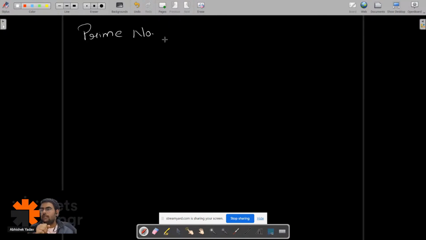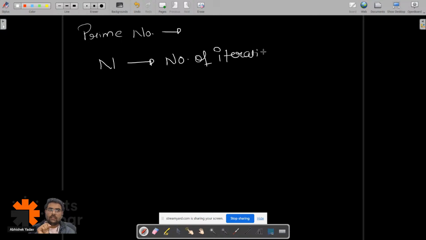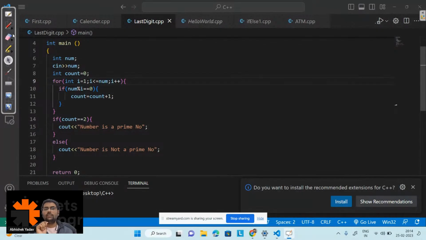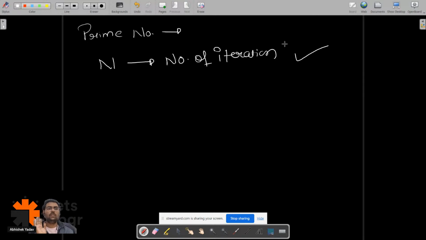Here we are using one for loop, and that for loop is doing how many iterations? N number of iterations. Does anyone have any problem in this statement? Basically, we are using this for loop, right everyone? And this for loop is executing n number of times. Does anyone have any problem in this statement? Please ask.